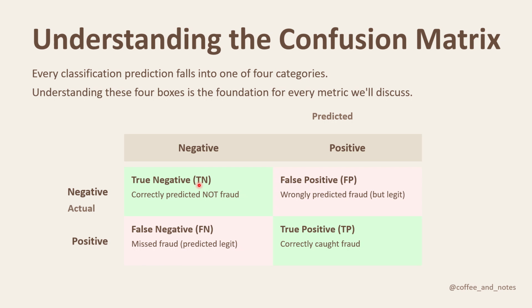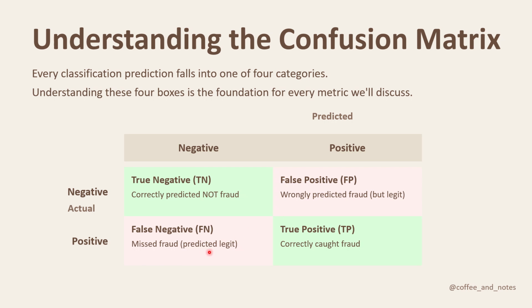True negative. You predicted not fraud, and it actually wasn't fraud. This is correct. The customer made a legitimate purchase. Your model let it through. Everyone's happy. False positive. You predicted fraud, but it is actually legitimate. This is an error. You blocked the real customer's transaction. They are frustrated. They might abandon their cart. This costs you money and trust.